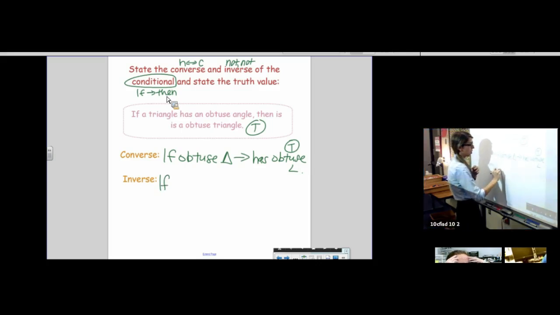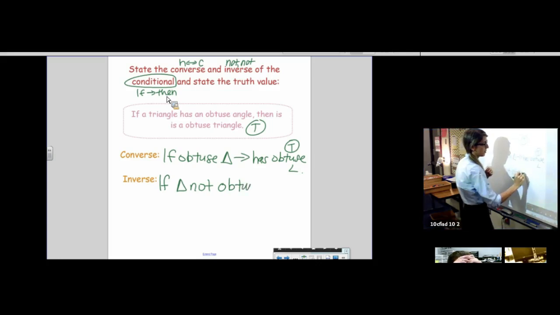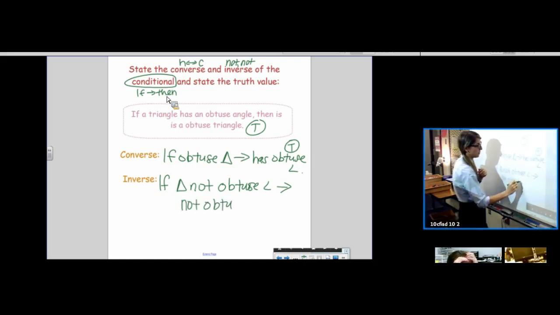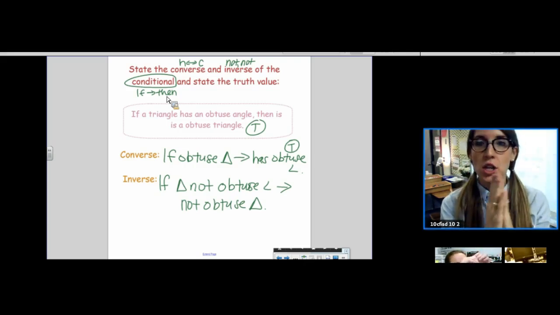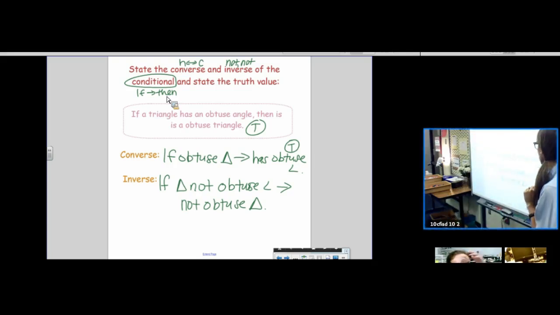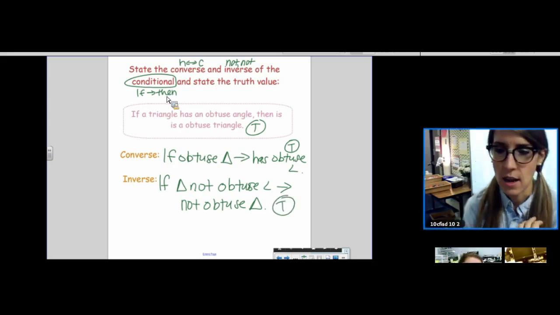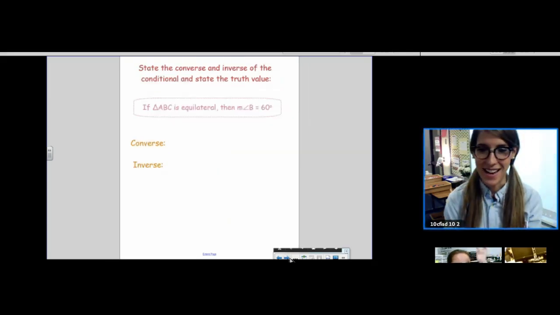If a triangle does not have an obtuse angle, then it is not an obtuse triangle. So just be careful when you're writing the inverse. You put not on the original. Be careful. You're doing it to the original. And this one's also true. They were all true. No, you don't have to write it down. We're just practicing what we've already learned. I'll tell you when to write something down, okay?